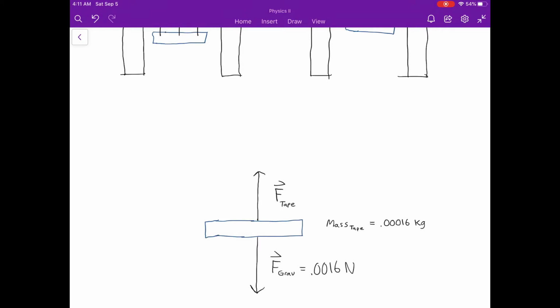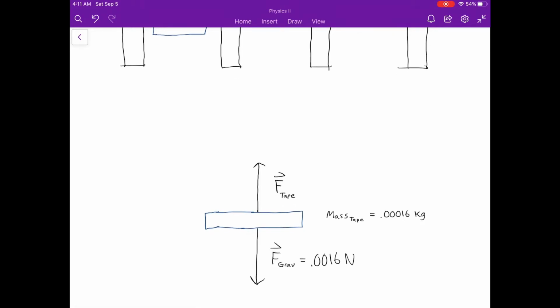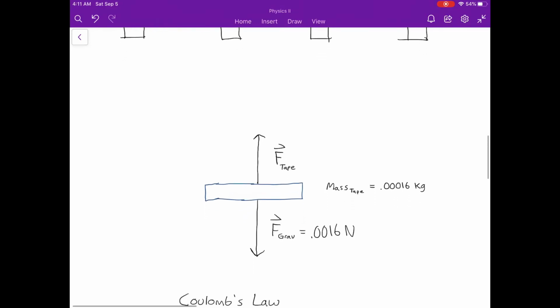To find the force of gravity on the top piece, the mass of the tape was estimated. This value was found to be 0.00016 kilograms, and when multiplied by the acceleration due to gravity, it yields the force of gravity, which was found to be 0.0016 newtons.